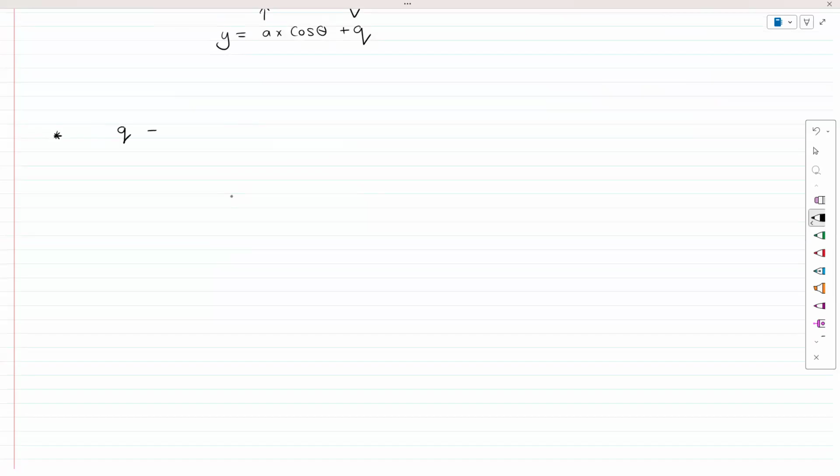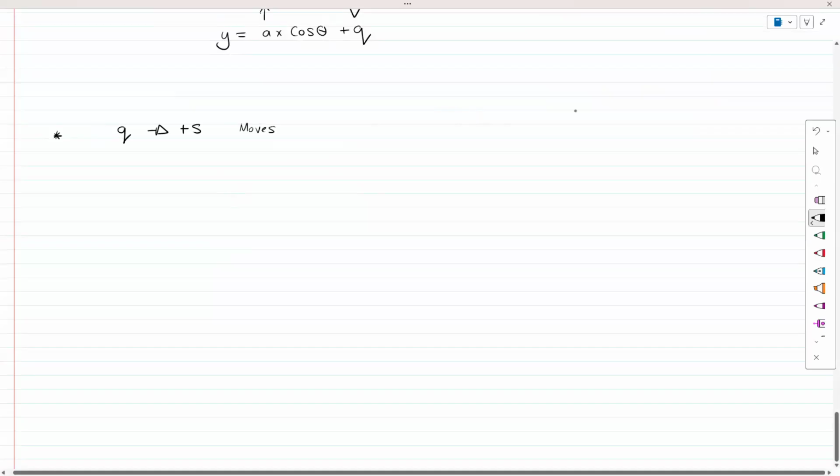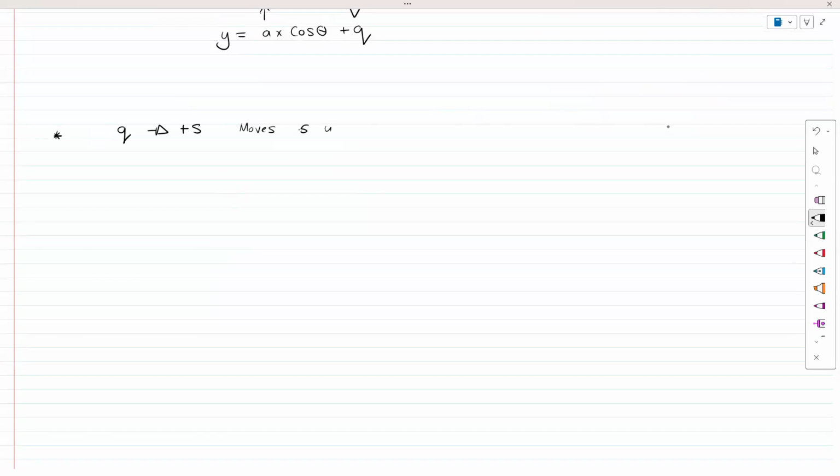If Q is plus 5, this moves 5 units up. And if Q is -5, that moves 5 units down. Now, A is the amplitude.